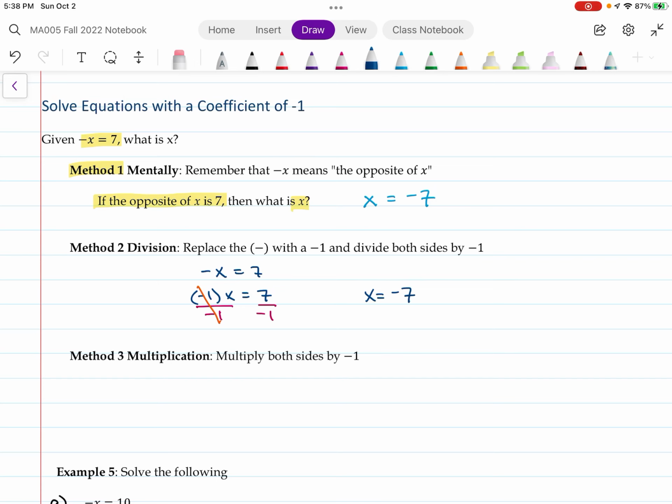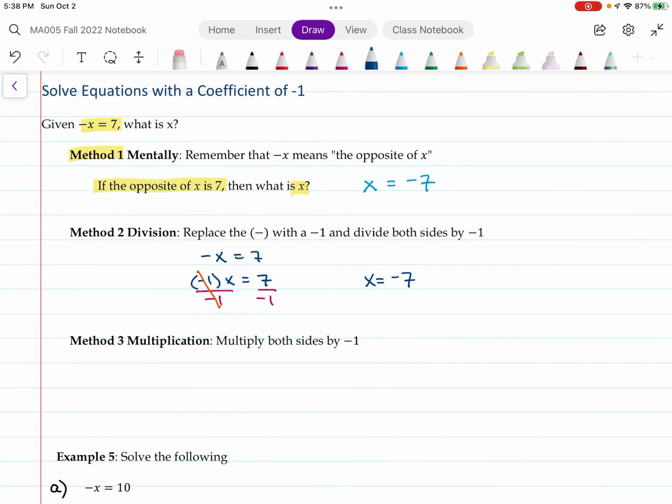Again, the last method is to think of it as multiplication on both sides by negative 1. So we've got negative x is the same thing as negative 1 times x, just like we said before, equals 7. So now multiply both sides by a negative 1, which is the only thing we get to do this with. Negative 1 times negative 1 is just 1. So on the left, we're left with x. On the right, 7 times negative 1 is negative 7.